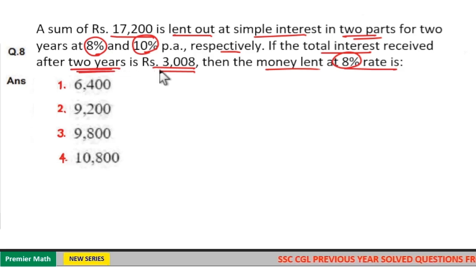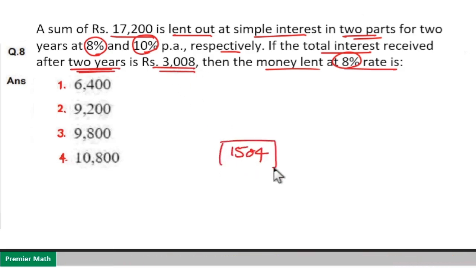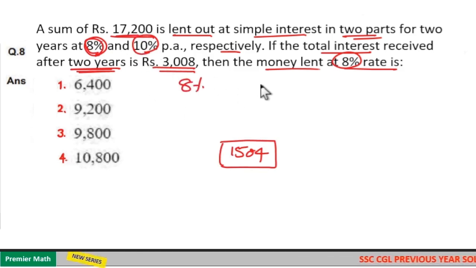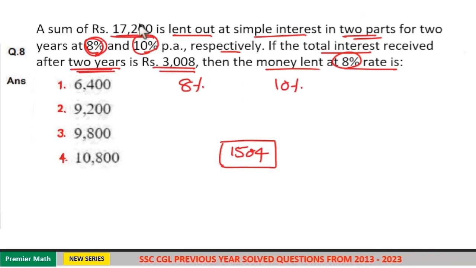Simple interest received in 2 years is 3,008. Now in 1 year, half of this. Half of 3,000 is 1,500, half of 8 is 4. So this 1,504 is received from this 8% of the sum and 10% of the sum. That is this 8% of 17,200 and 10% of 17,200 constitute this 1,504. 10% of sum is 1,720.